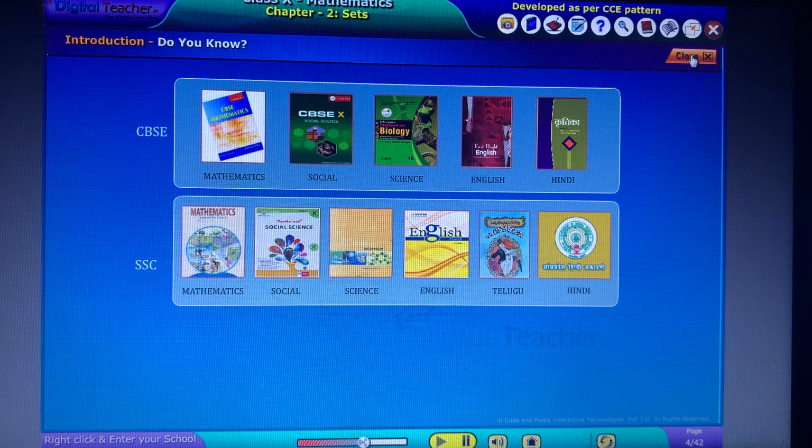Some of these subjects are common in both the systems of education, like mathematics, science, social studies, and English. The subjects like Hindi or Sanskrit are specific to the CBSE system of education only. In the same way, the subjects Telugu or Hindi are taught only under the SSC system.